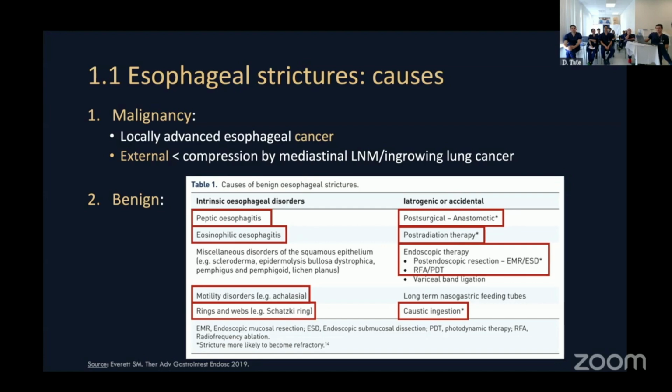Rings and webs, Schatzki ring, but what we see often in this center, for example, is post-surgical, so anastomotic, and after endoscopic therapy, which can be either EMR, ESD, or RFA, and then caustic ingestion as most common reasons.